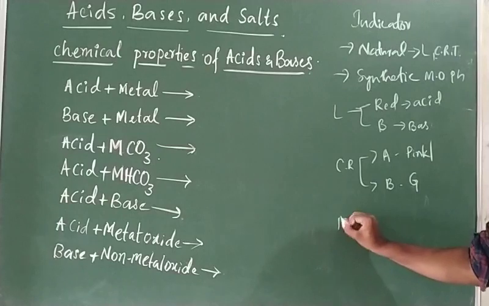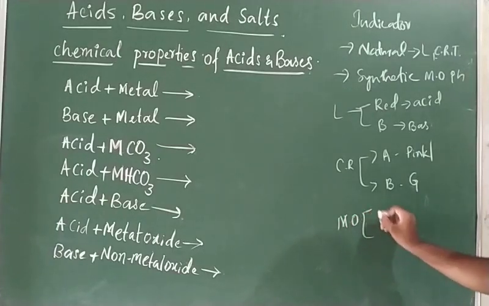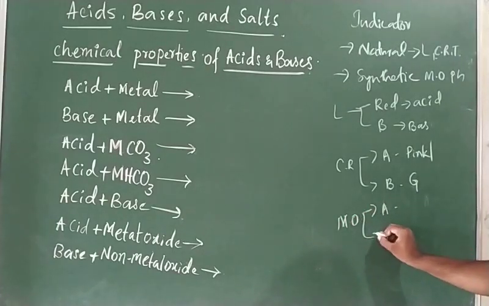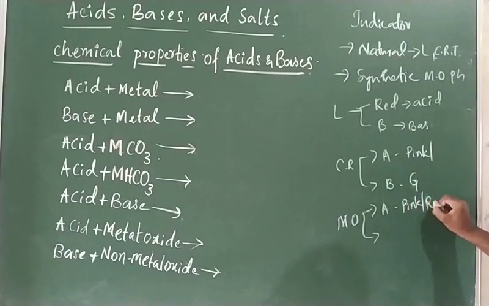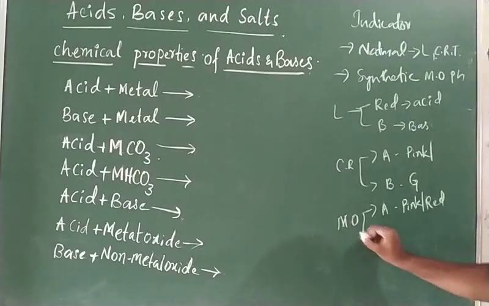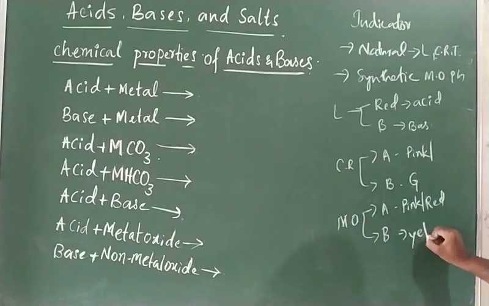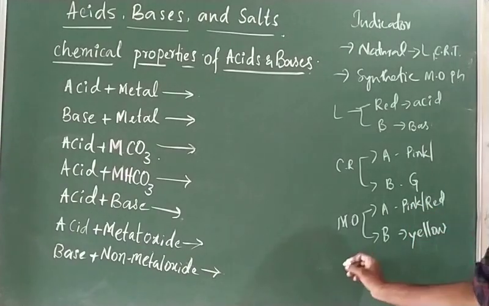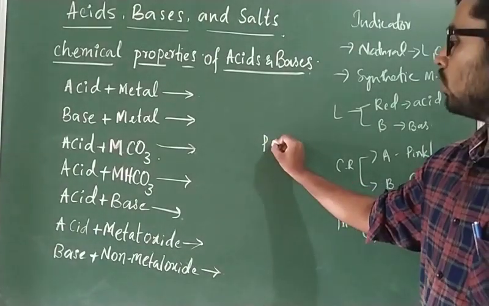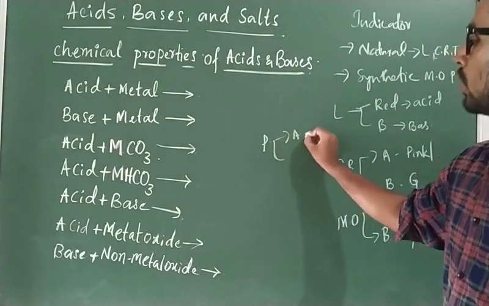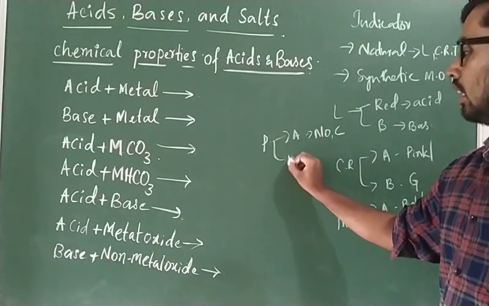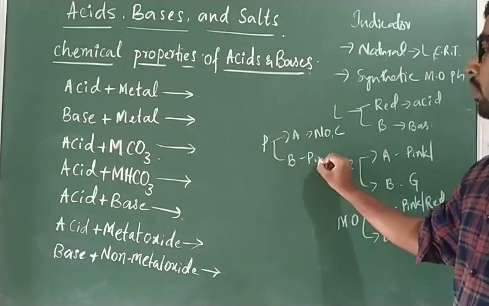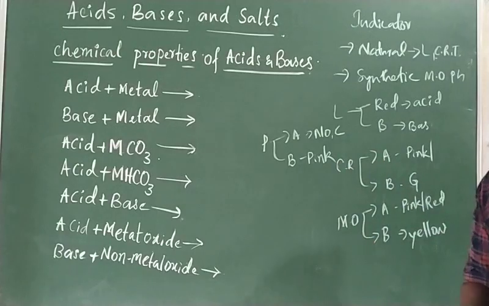Similarly, methyl orange in acidic medium shows which color? It is pink, or we can call it red color. And in the basic medium, methyl orange shows which color? It shows yellow color, as we discussed in the last video. The last indicator we discussed is phenolphthalein. In acidic medium it shows no color, I mean no change in the color. In basic medium it shows pink color. We discussed all these things in the last class.